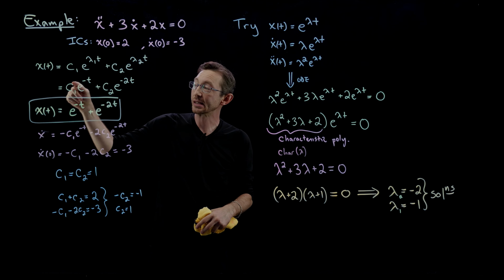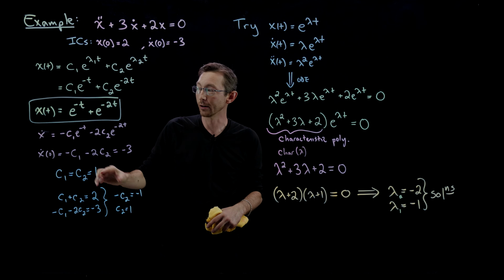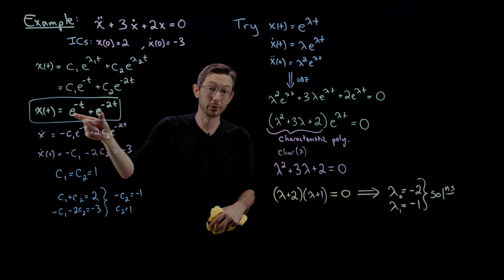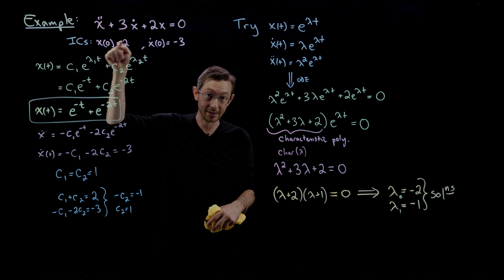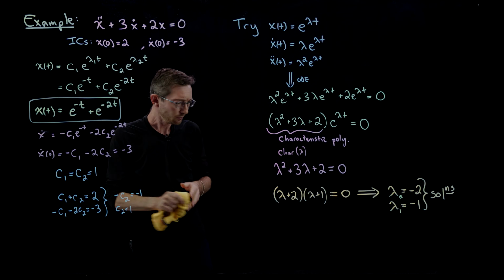But only a very specific constant 1 and constant 2 will satisfy this initial data, so we solve for that down here. And this is the specific solution that satisfies this differential equation with these initial conditions. Good. Okay, easy to do.